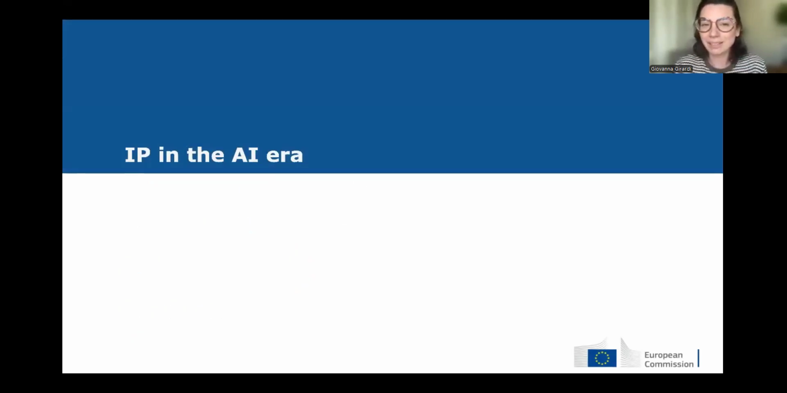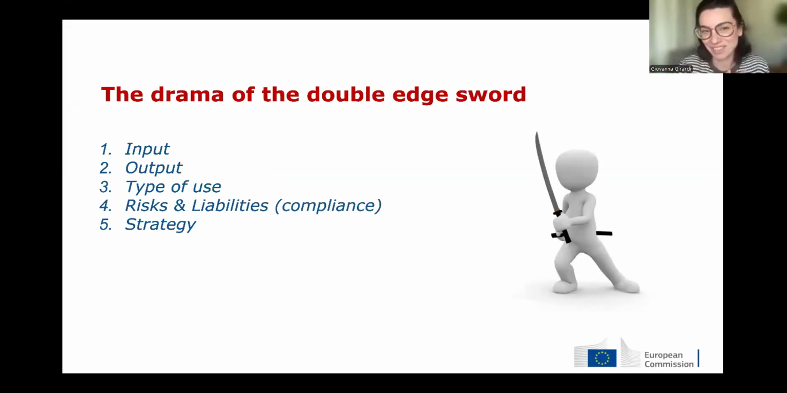Now, IP in the AI era. There's a drama here. There's a drama that doesn't have an easy answer. And the drama starts with input, output. With input, what is feeding my AI system? Do I have the rights for what is feeding my AI system? And the output, what my AI system is creating, who owns that?